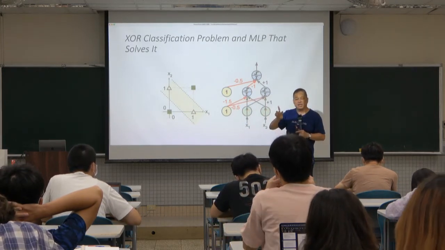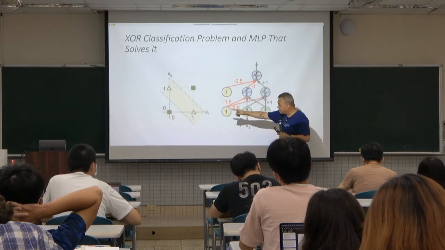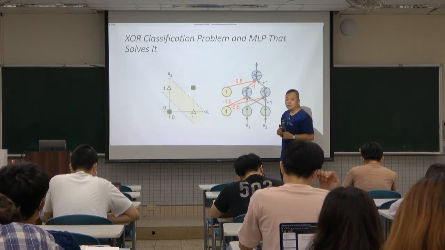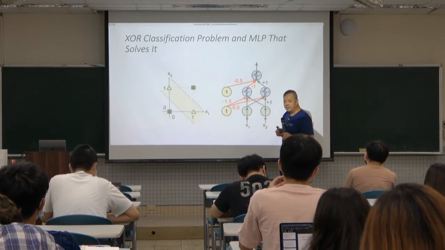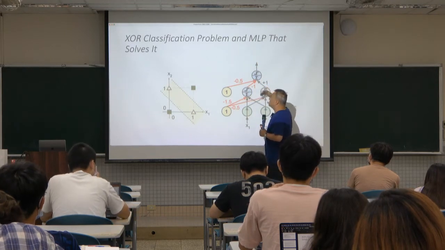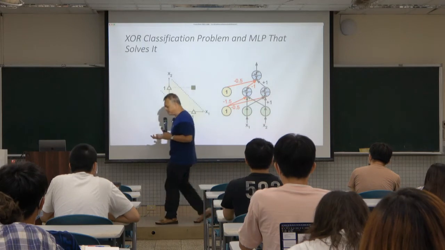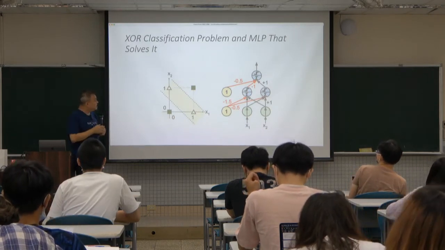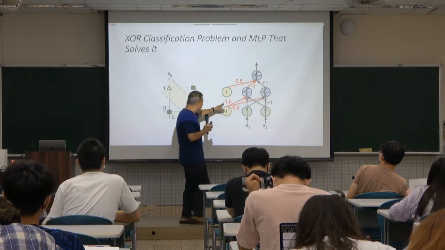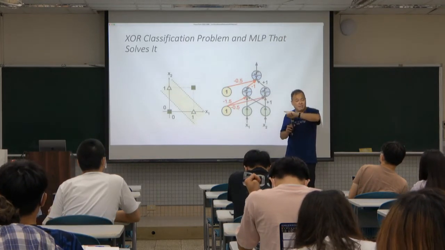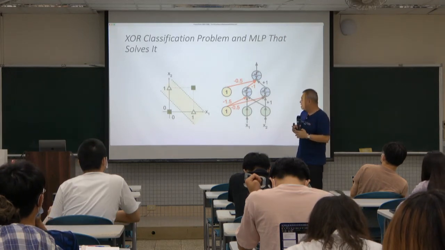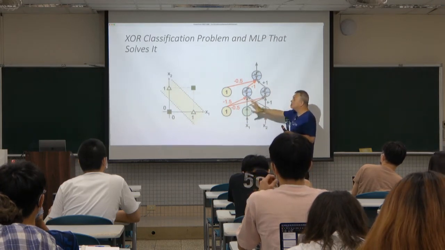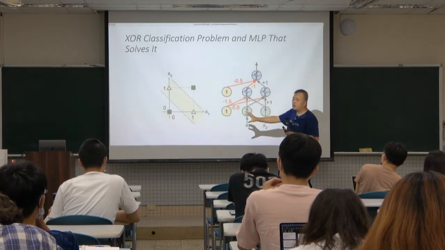So for the two classes, the solid square is -1 and the shallow triangle is 1. The two layers of perceptron, if you call it perceptron, can easily solve this problem. I want to emphasize this is not the only weight arrangement to solve this problem. There are many weight arrangements with two layers of LTU units that solve the exclusive OR classification problem.